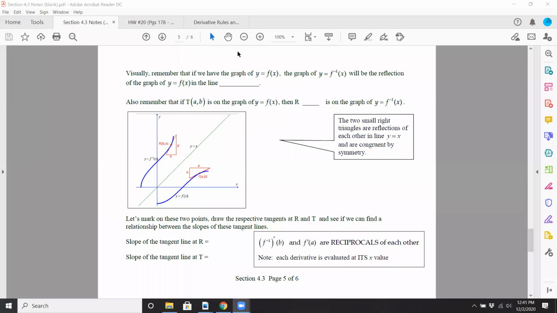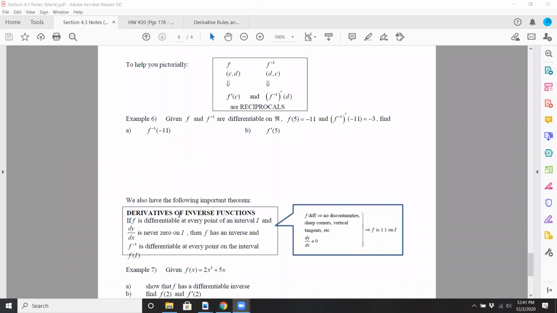So let's keep moving here. This might help, having this pictorial diagram. And we're going to spend a lot of time talking about this when we meet again on Thursday.